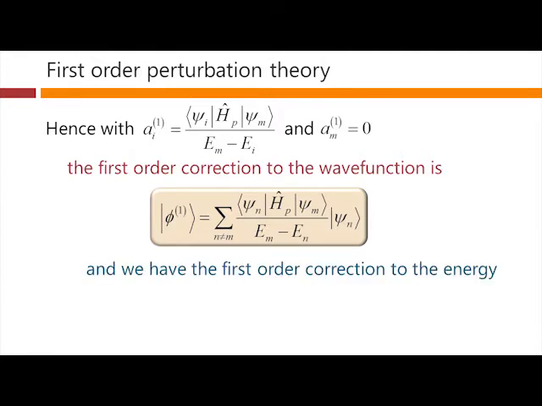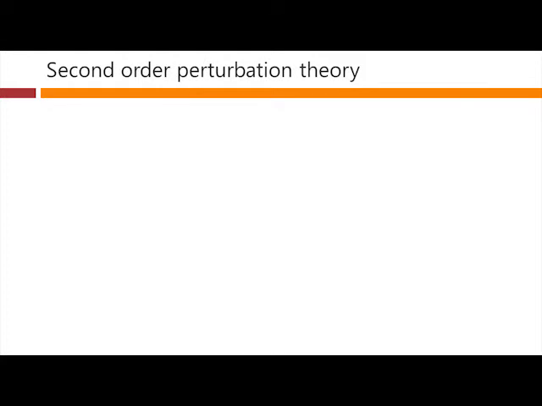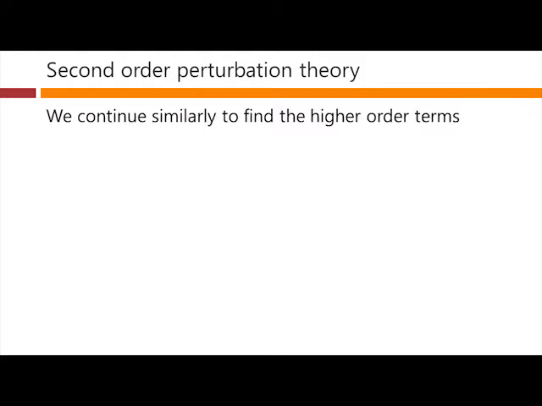And we have the first order correction already to the energy, and so these are the results of first order perturbation theory. Therefore, to the extent that the change of the system as a result of the perturbation is linear in the strength of the perturbation, we figured out what both the changes in the wave function should be and what the changes in the energy should be. We can continue similarly to find the higher order terms.